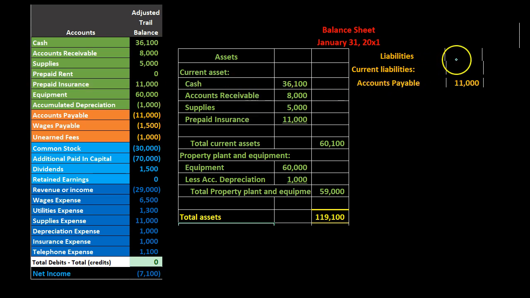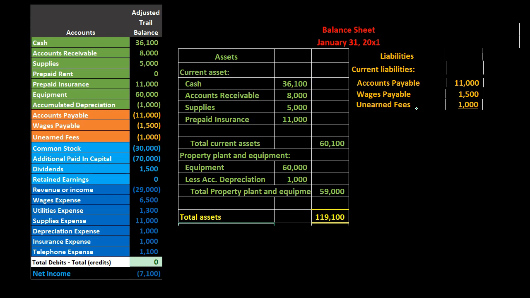Now we're going to have it in the inner column, not representing debits and credits, but a subcategory. We have a credit over here represented by the bracketed number. We're not going to bracket over here because we're not using debits and credits. We're just using a plus and minus format. Then we've got the wages payable. We're going to pull over wages payable. Same idea. Then we're going to pull over unearned fees. Same concept.